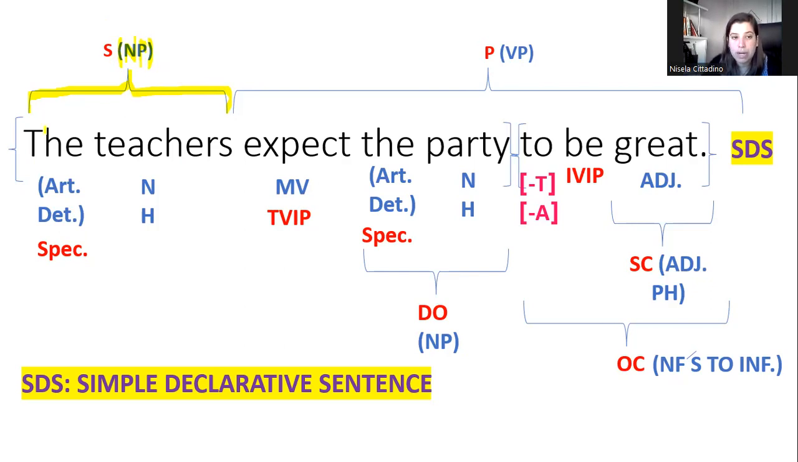Yes, because we already know that all of these, the whole subject, fulfills this category, a noun phrase. And then inside the noun phrase, we're going to mark the article, the determiner, the noun, and the head. Yes, and here I added this spec, which means specifier.